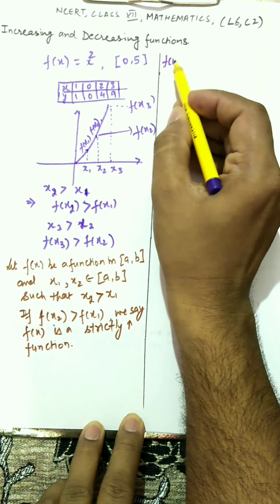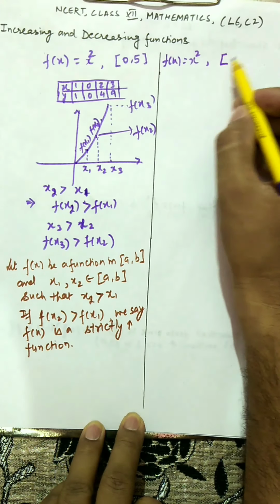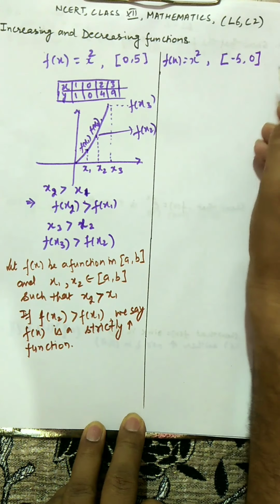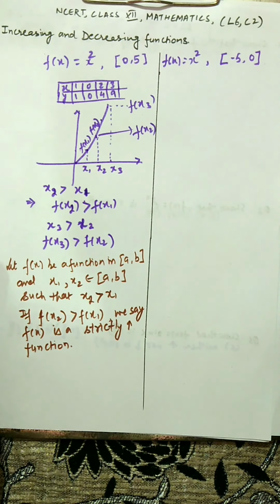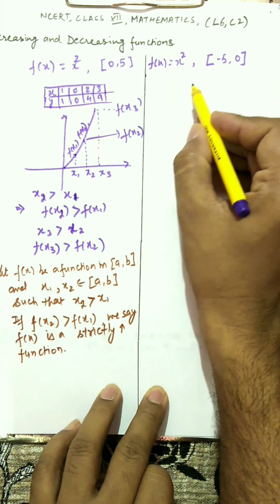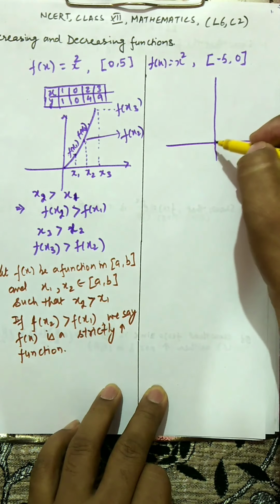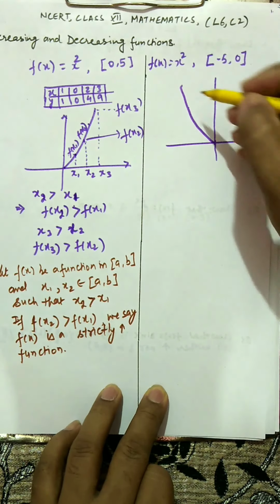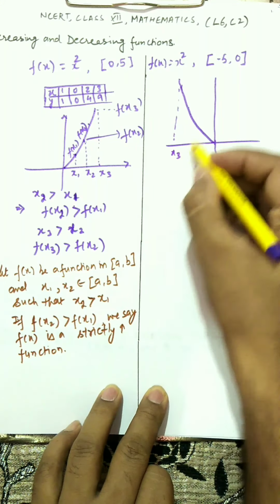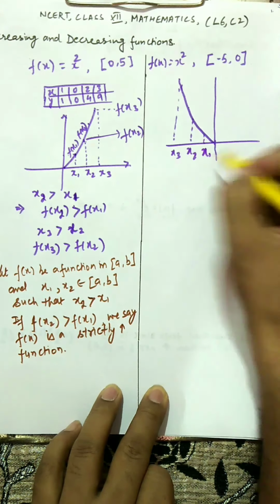So let's say for the decreasing function, f(x) is the same function x squared, but this time I'm changing the interval to -5 to 0. If I want to draw the graph of this function, I can draw this easily, as I've drawn it earlier. The graph will be going like this, and let's say this is x3, this is x2, and this is x1.